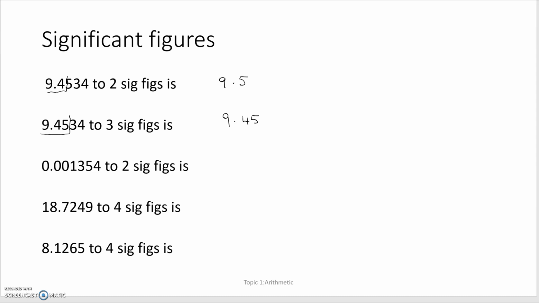For this one, these zeros, they're important, but we don't count them in our significant figures, so we would be looking at these 2, and then we'd look at the third one. The third one is 5, it's greater than halfway, so we would round up, and we would rewrite that as being approximately equal to 0.0014. That's the symbol for approximately equal to.